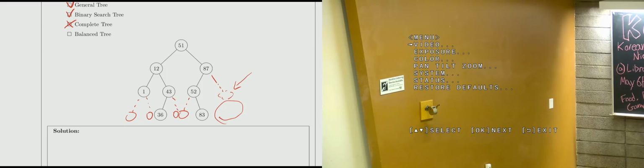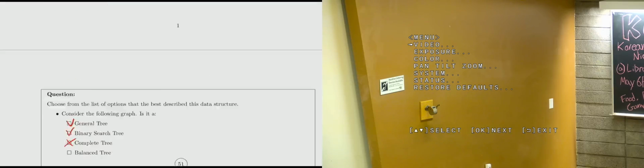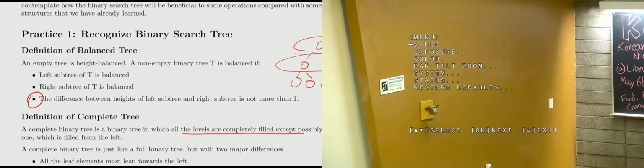So, is it a balanced tree? Raise your hand if you think it's a balanced tree. The balanced tree, as I quickly went over in the beginning, means the left subtree of T is balanced, the right subtree of T is balanced, and the difference between the heights of the left and right subtrees is not larger than 1.